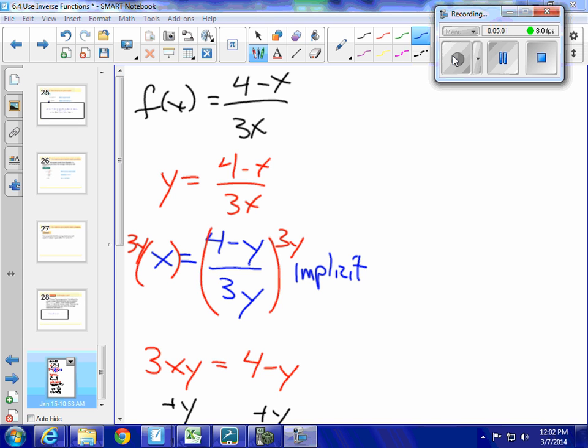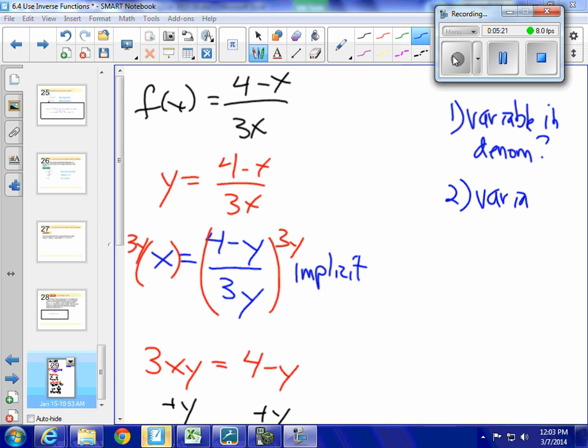Okay, domain, 2 questions. Question number 1, variable in denominator. Yes. Question number 2, variable under a radical sign with an even index.